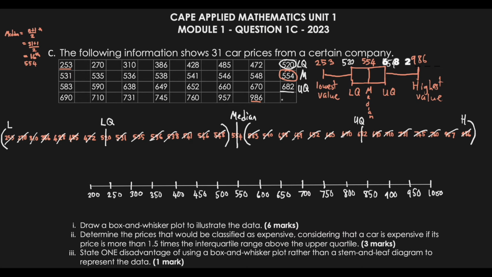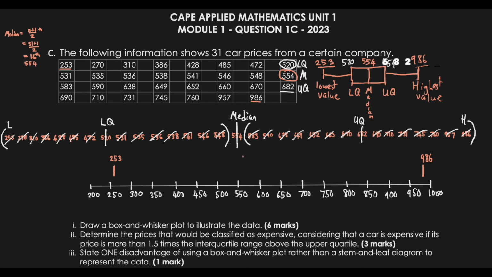Okay, so we are looking for 253. 253 would probably fall somewhere right here, roughly. So this is the lower end of the whisker. So this represents 253. Then our highest value is 986. So this is 950. 975 would be somewhere around here. So 986 would be somewhere around here. Okay, so 986. So we have this and we also have this.